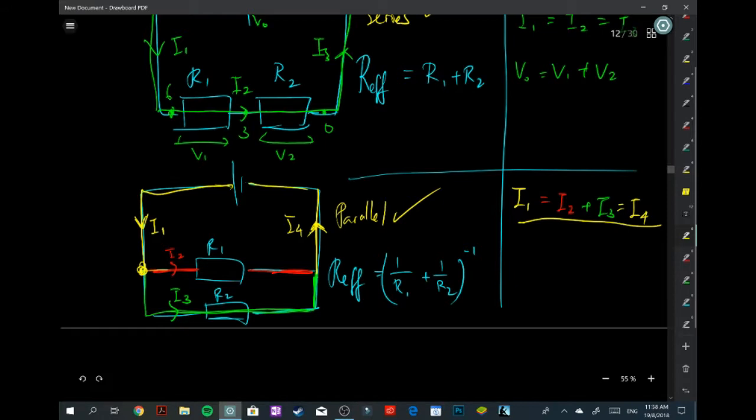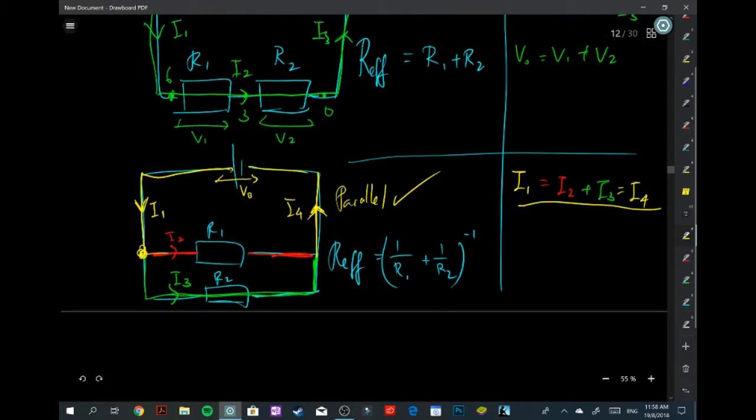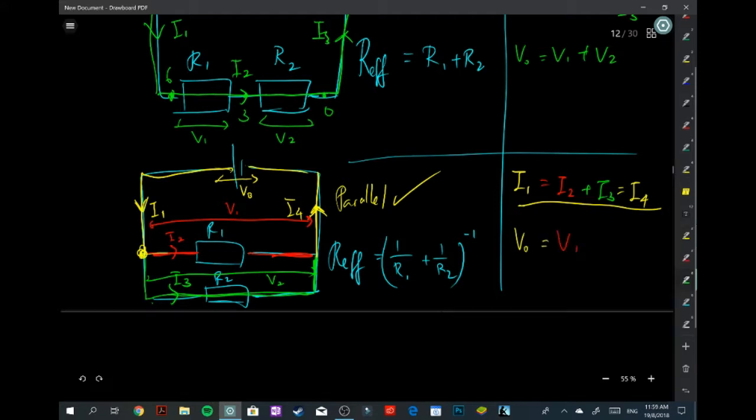Now the next part where students are usually confused is, why is it always that the branch and the main EMF is the same? Now I'm talking about the branch. This entire branch here is also known as V1. This entire branch here is known as V2. So the equation that we have here is V0 equals V1 equals V2.